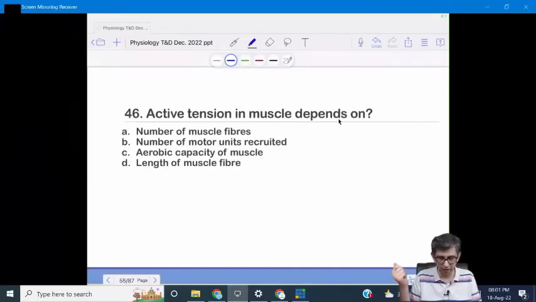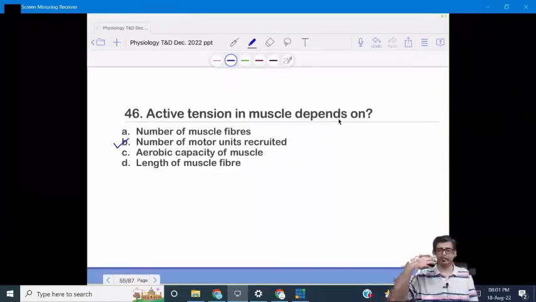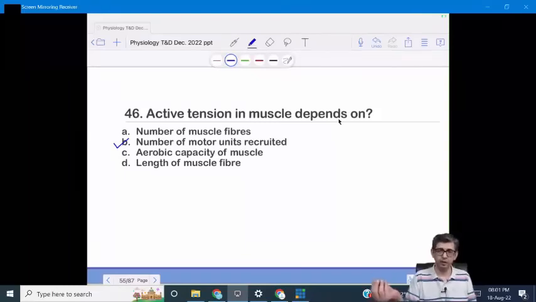Length of muscle fiber? No. It is the number of motor units recruited. Sir, you will not completely utilize your biceps if you are lifting a 2.5 kg dumbbell and then lifting a 10 kg dumbbell; the number of motor units recruited will be different. I mean, how does your muscle vary its power output? If you have to pick up a small object versus a very heavy object, then the motor units recruited will vary. The answer to question number 46 is option number B.